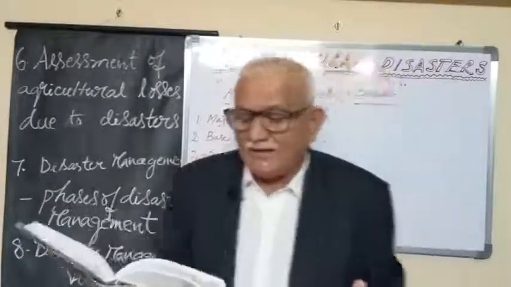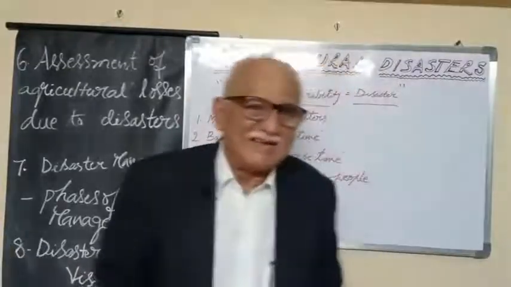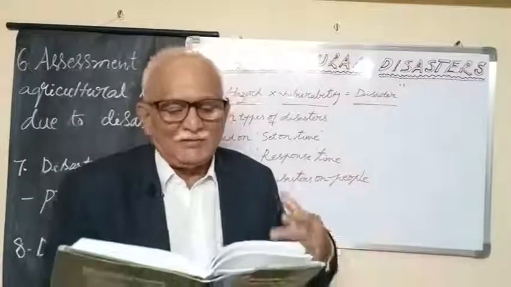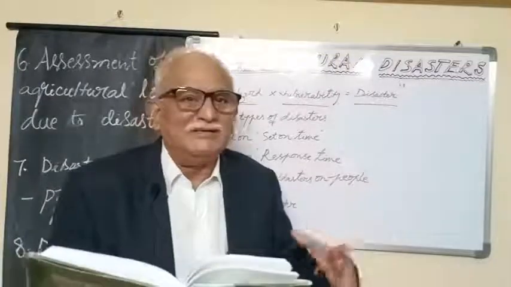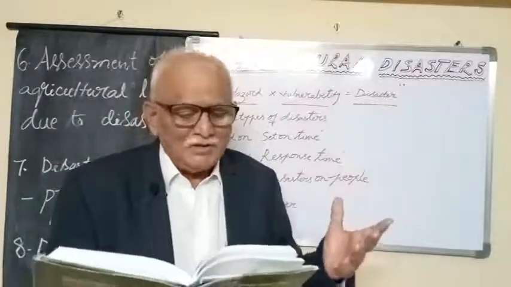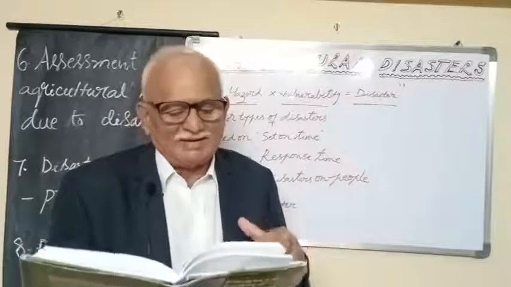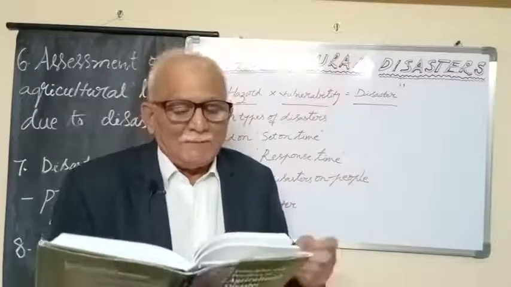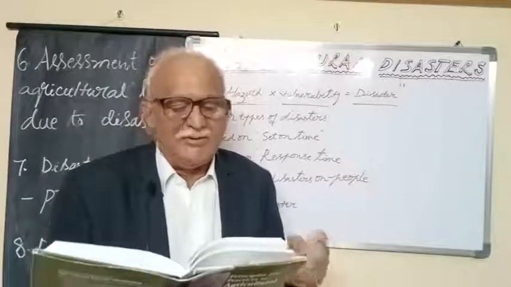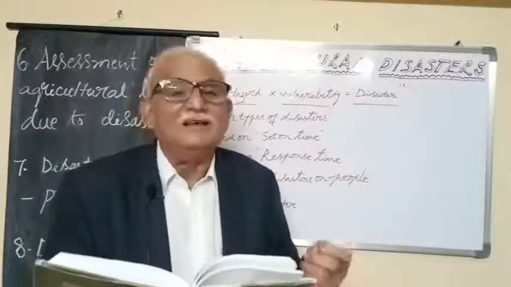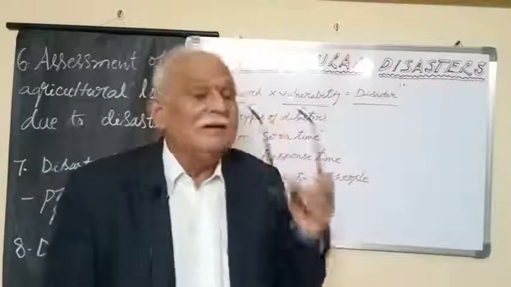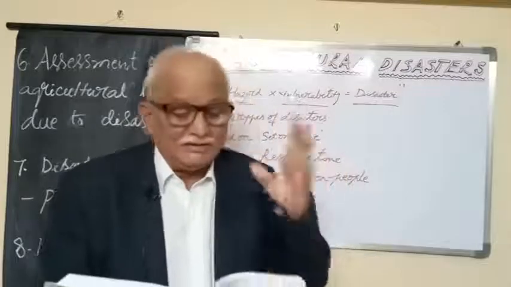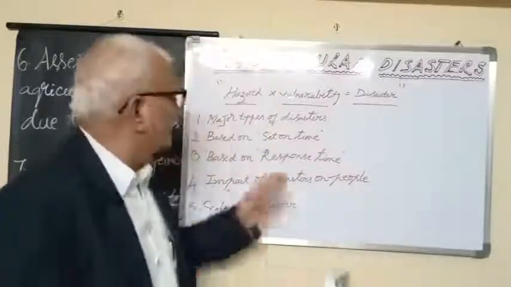Then localized and widespread disasters. What is a localized disaster? A fire accident in a village. What is a widespread one? A volcanic eruption is widespread. What are major and minor disasters? Major means earthquake, minor means gas leak. Predictable and unpredictable: predictable is a drought, unpredictable is lightning and earthquake. Even though earthquakes and lightning can be predicted, there is no lead time. So these are the major types of disasters for your academic interest.